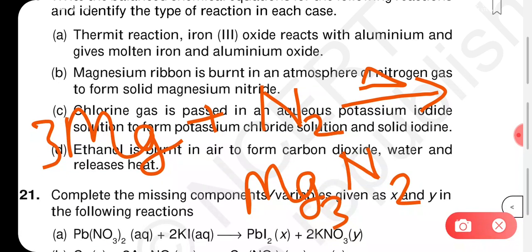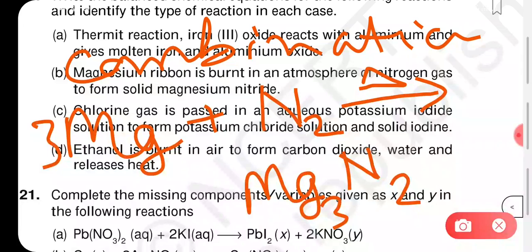Now coming to type of reaction. What type of reaction is it? As you see, magnesium and nitrogen, they both are combining to give you a product, that is magnesium nitride. So it is an example of combination reaction because they both are combining together. Okay, so it's an example of combination reaction. Okay, so this is what you have to write.